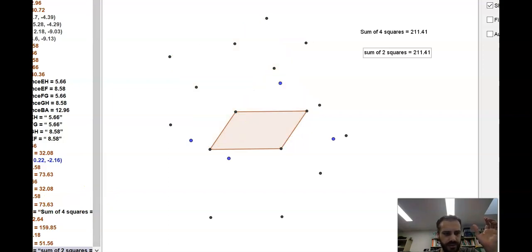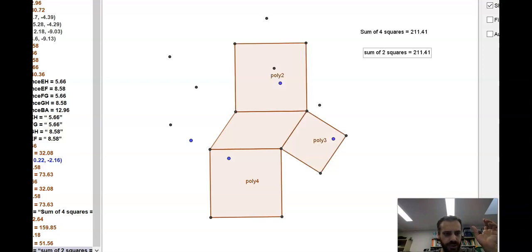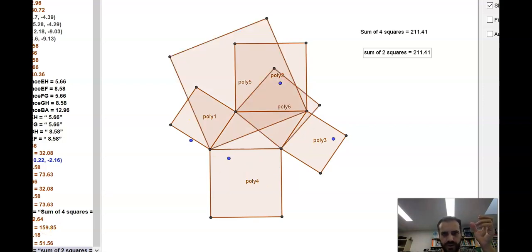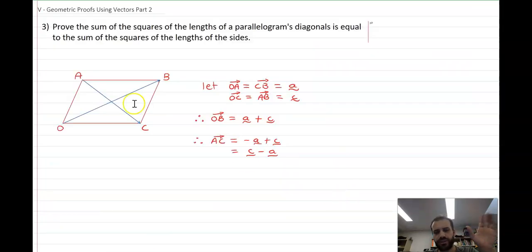The other bit is the sum of the four squares of the lengths. So length squared, length squared, length squared, length squared. That is also 211.41. So we're trying to prove that these four squares are equal to those two squares. Okay, let's do it. Obviously, if you try to do something like this without drawing a picture, you're a bit silly. Here's our parallelogram with two diagonals.